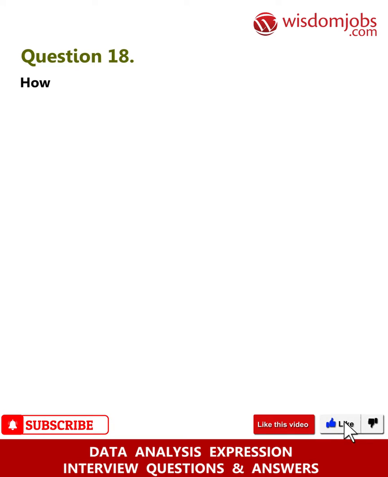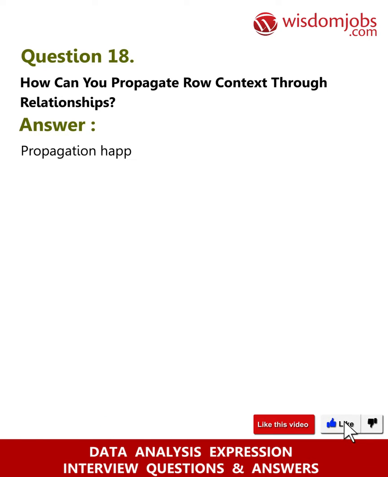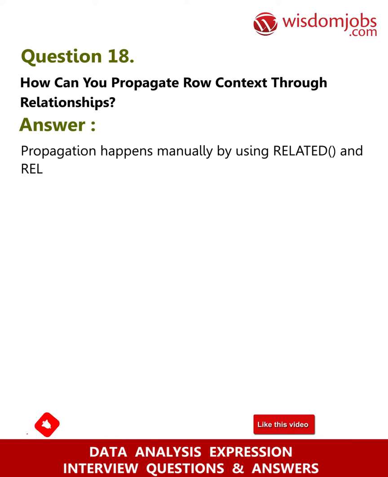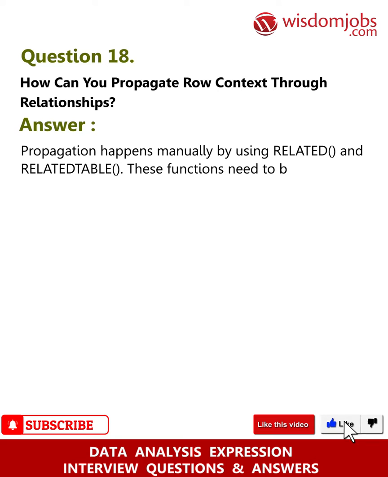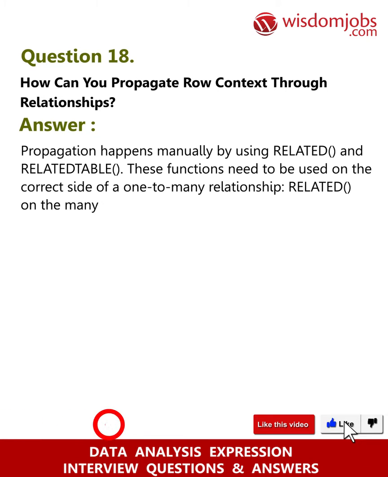Question 18. How can you propagate row context through relationships? Answer. Propagation happens manually by using RELATED and RELATEDTABLE. These functions need to be used on the correct side of a one-to-many relationship. RELATED on the many side, RELATEDTABLE on the one side.